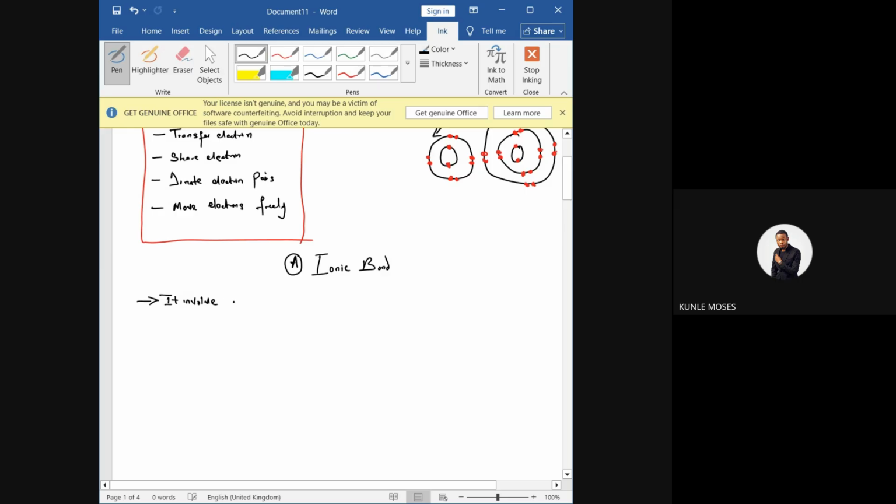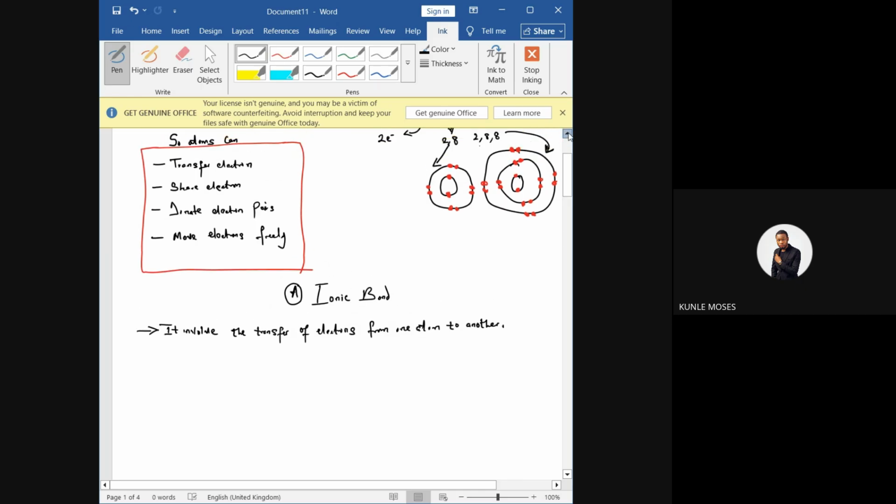Hello, are we there? It involves the transfer of electrons. Let me just write it down for you: from one atom to another. Do you see this now? Now look at the table that I gave to you here. Can you see the table I gave to you here?